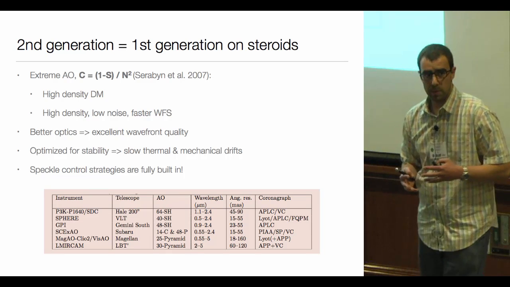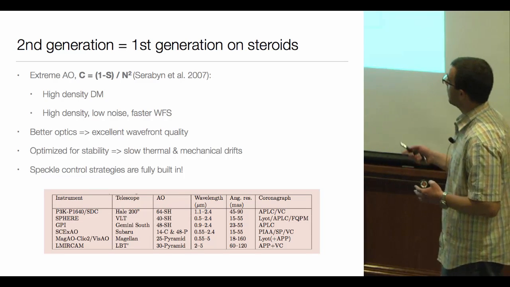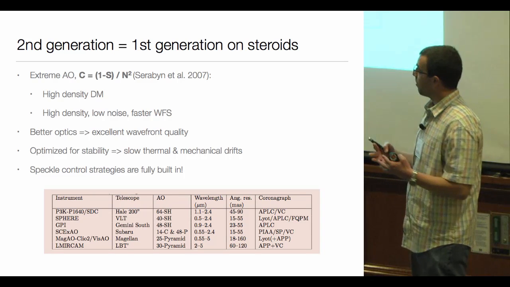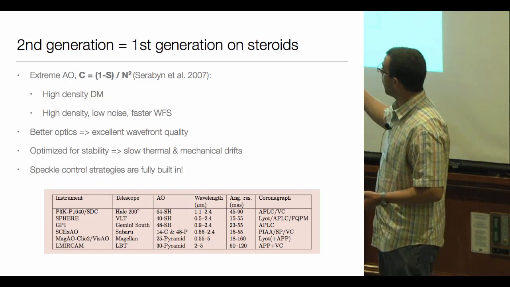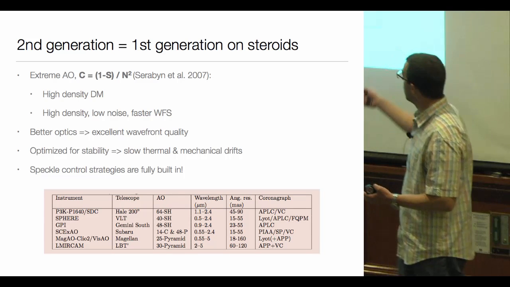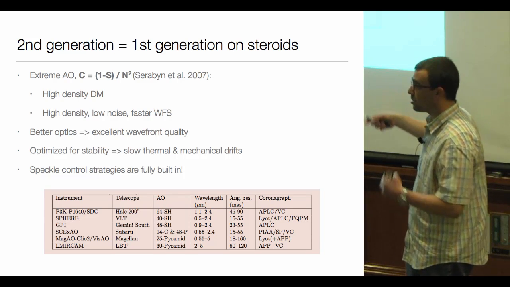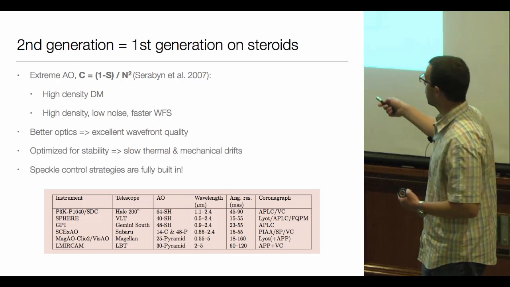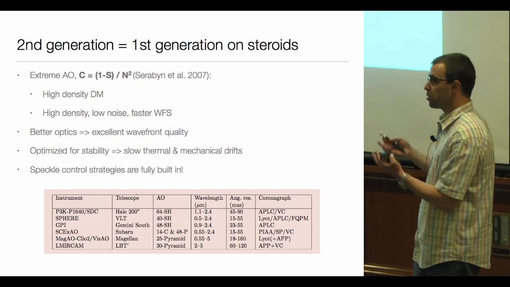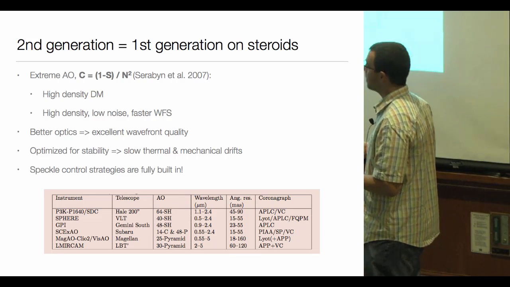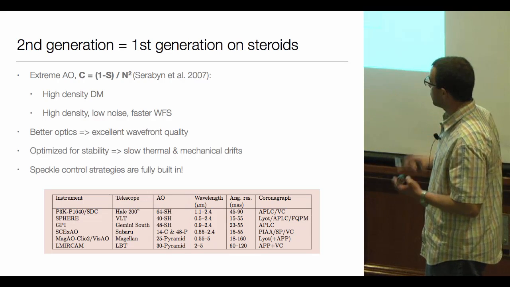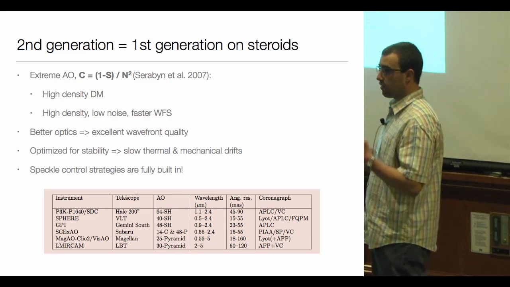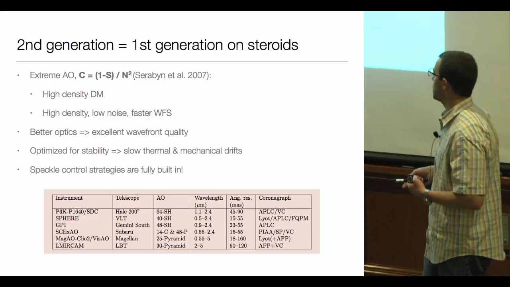These are called Extreme AO, like Jeremy said, because we have put all the subsystems on steroids. Basically, we have a high-density deformable mirror. We have high-density, low-noise, faster wavefront sensors. We have better optics. These instruments are optimized for stability, the lesson from Hubble. We have speckle control strategies which are fully built into these instruments now.